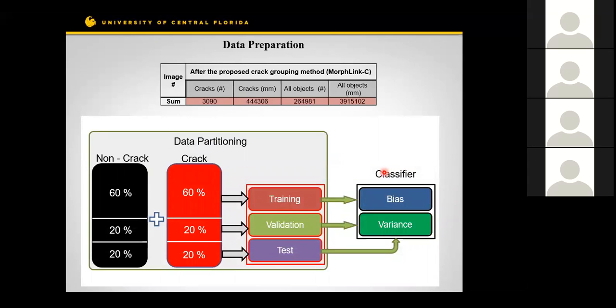To deal with all this, we proposed a specific data partitioning technique in which we do not randomly select the samples, but separate the cracks from non-cracks, or each class, and then divide them to whatever portions that we want. Here it is 60, 20, 20. The thing is that after combining these two, we can ensure that the training, the validation, and the test data set always have a fixed ratio of cracks and non-cracks in them. And therefore, we always have samples in our training and validation and tests.